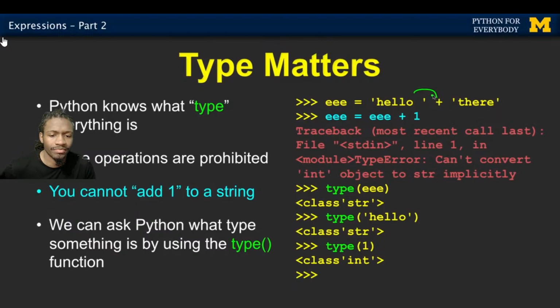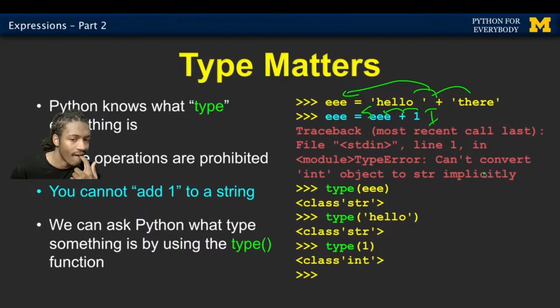And so type EE is a class string, type hello is a class string, type 1 is an integer. Python's perfectly happy to do that, and then I stick that in EE, and now I say I want to add 1 to it. It looks to its left, looks to its right, this is a string and this is an integer. And Python says, I don't know how to do that. Python could know how to do it, but it's chosen not to know how to do that. And so you get the dreaded traceback.